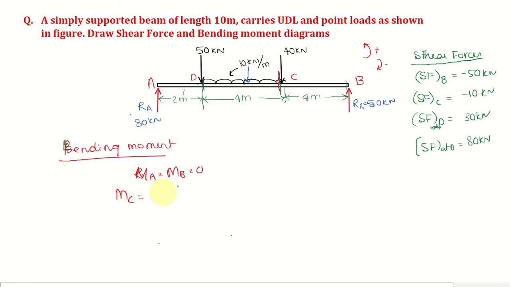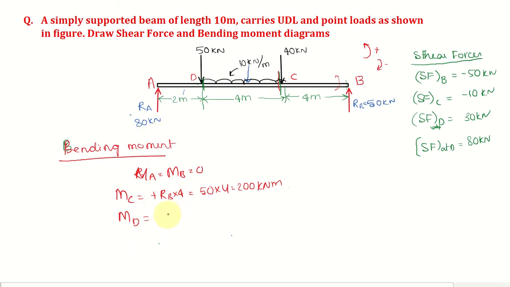So MC is equal to RB multiplied by the distance up to C. That is causing an anti-clockwise rotation, so positive. So positive RB into 4. That is 50 into 4, which is 200 kilonewton meter. Now bending moment at D. In between we need to find out the maximum bending moment. Okay, bending moment at C, D is okay.